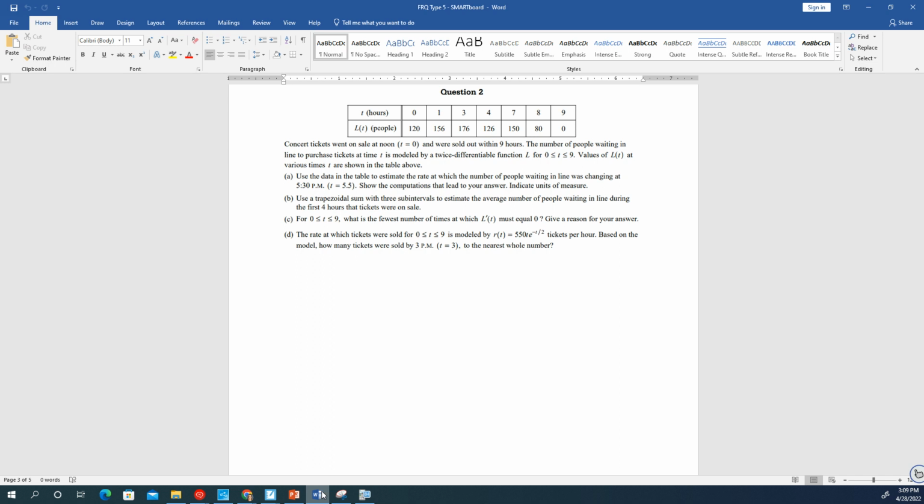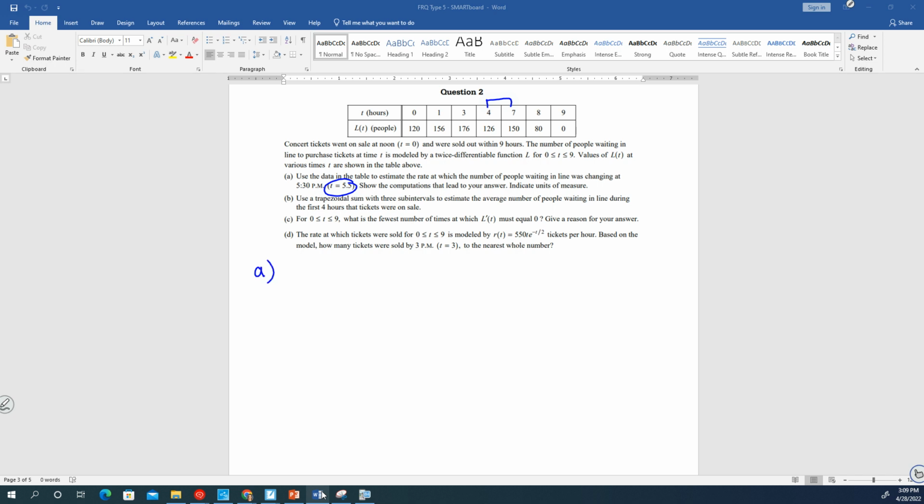Use the data in the table to estimate the rate at which the number of people waiting in line was changing at 5:30 p.m., when my time was 5.5. Show the computations that lead to your answer. Indicate units of measure. Okay, so again, we're not given a function, so I can't find the exact instantaneous rate of change, the exact derivative. So to estimate 5.5, I'm just going to have to use these two right here.